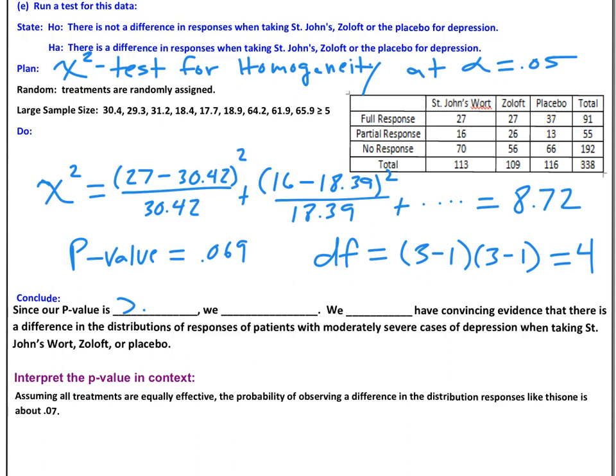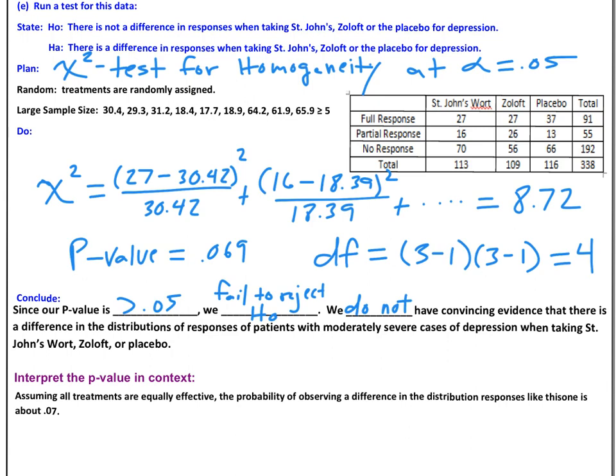Our p-value is greater than 0.05. We fail to reject H0. We do not have convincing evidence that there's a difference in the distribution of responses in patients with moderately severe cases of depression when taking those particular drugs, or a placebo.